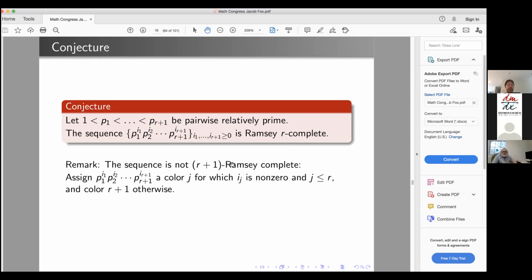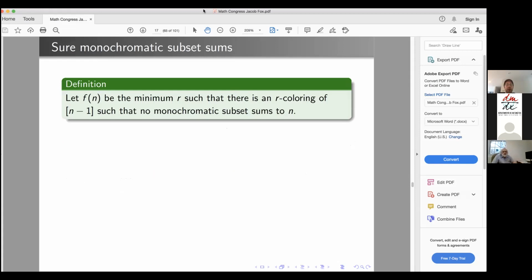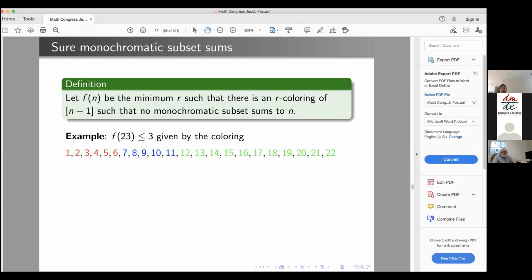Instead of trying to get all sufficiently large integers as monochromatic subset sums, you could alternatively just try to target a certain integer. Let's say you wanted to get the number n as a monochromatic subset sum. This is a problem that Erdős and Alon and others and Van Vu have studied. So a natural definition is: let f of n be the minimum r such that there's an r-coloring of the positive integers less than n such that no monochromatic subset sums to n. So you're coloring the numbers less than n.